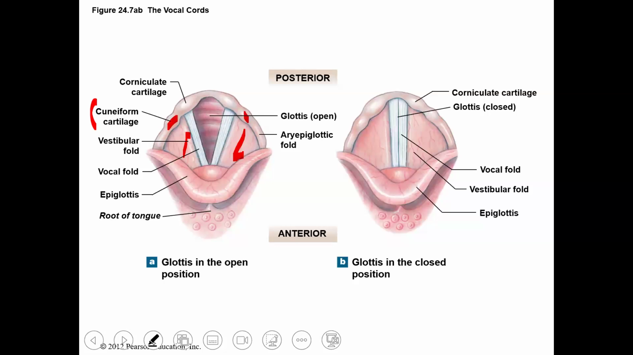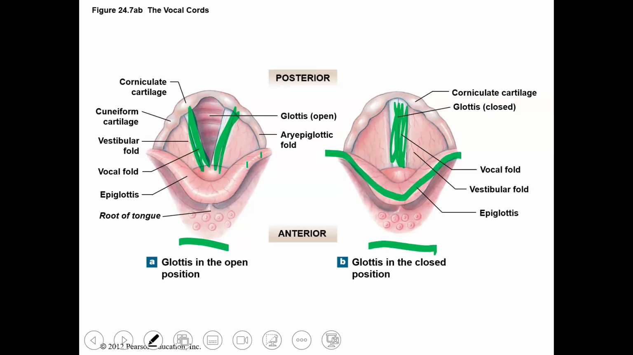Okay. Here is the vocal cords. Okay, so vocal cords right here. So this is open, this is closed. You can see the epiglottis right here and the root of the tongue.